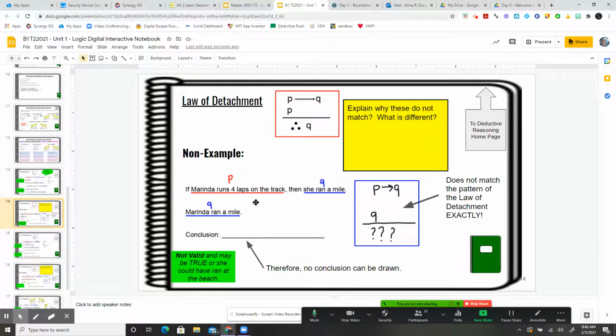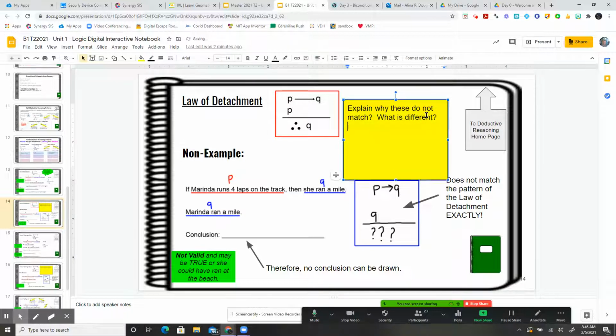This is my non-example, right? Miranda runs 4 laps around the track. Then she ran a mile. They're trying to say that if she ran a mile, then she ran 4 laps around the track. This way is not valid. And in this yellow box, I want you to tell yourself what's different. So why does this not work?